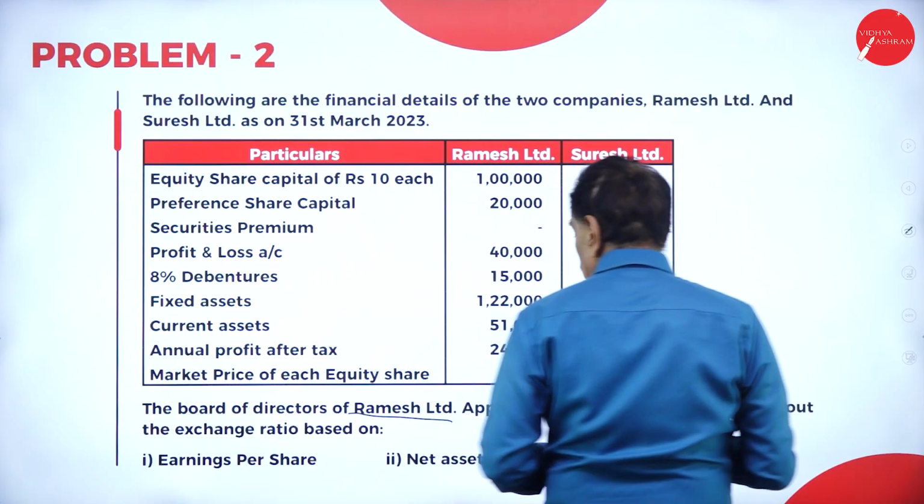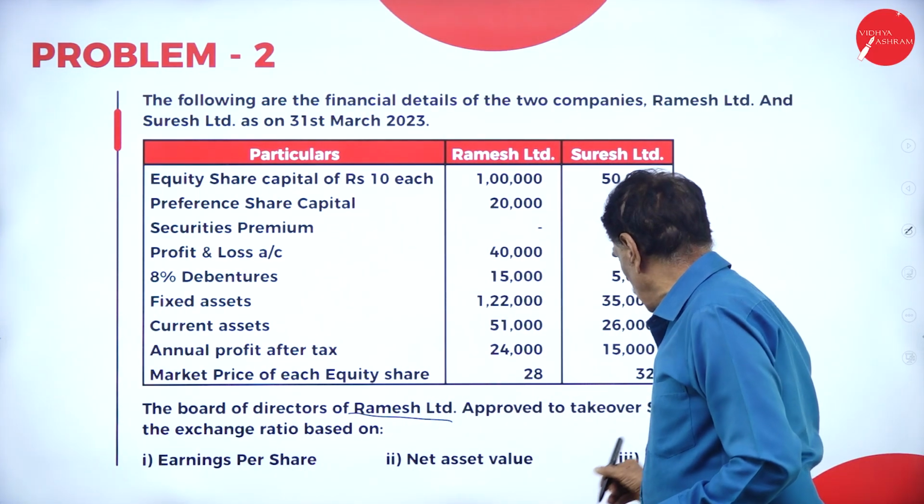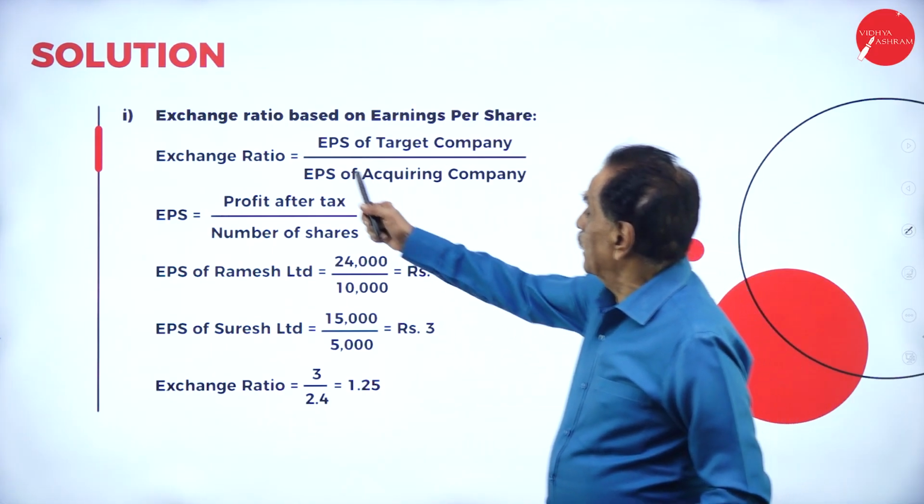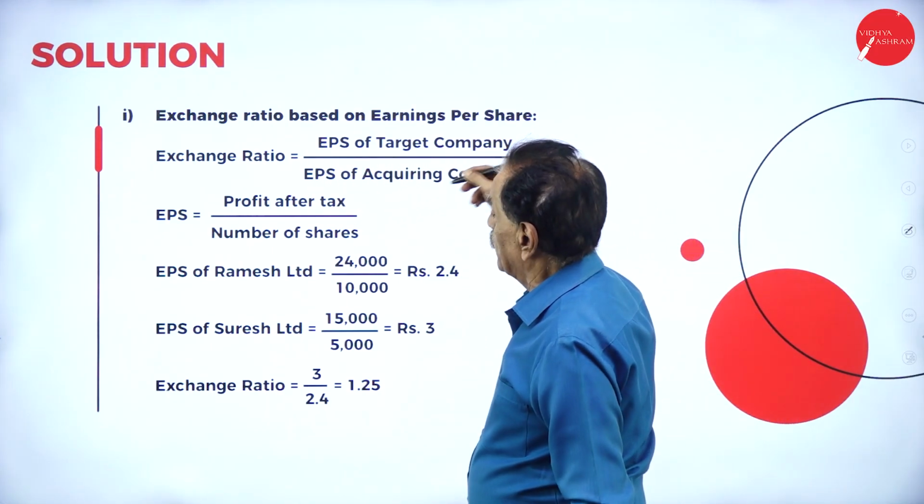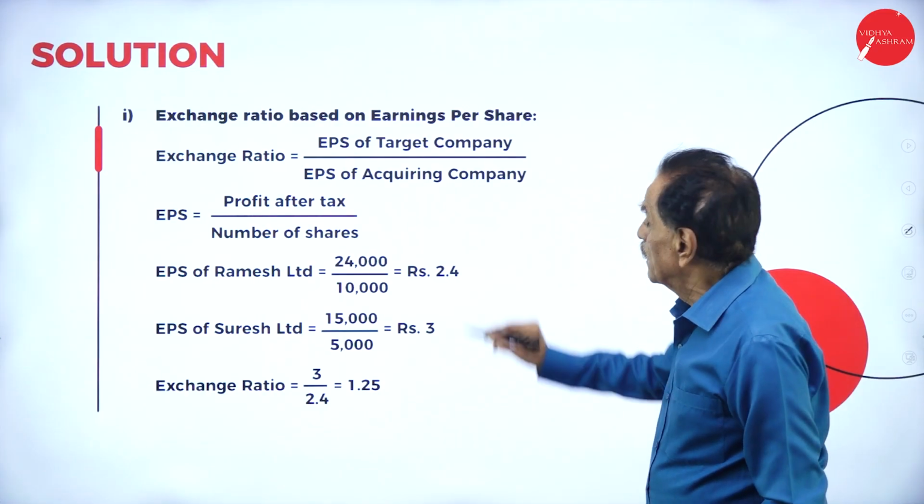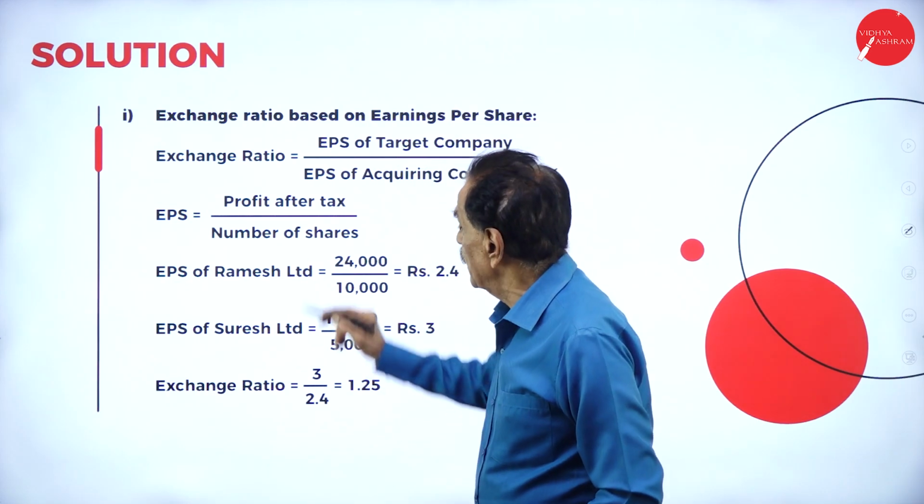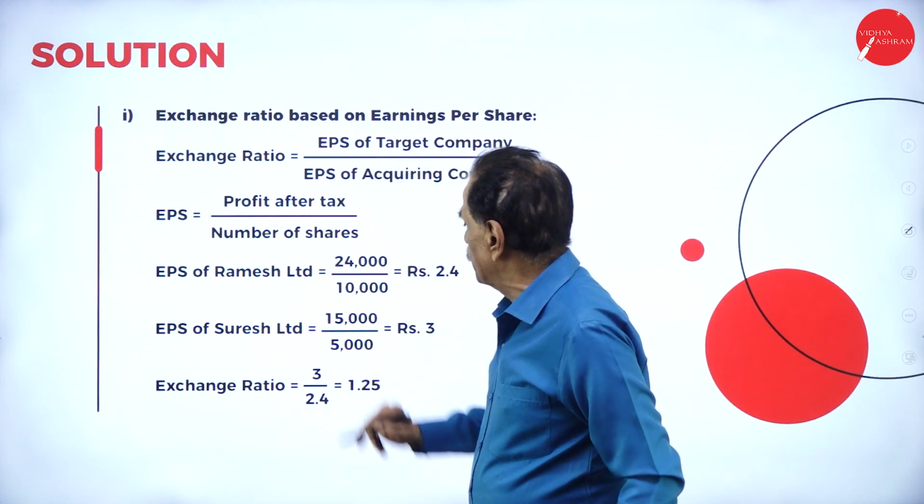So what are the amounts? One is earning per share, second is net asset value, third is market price. So the exchange ratio based on earning per share: exchange ratio is equal to EPS of target company divided by EPS of acquiring company. What is EPS? Earning per share, profit after tax divided by number of shares.